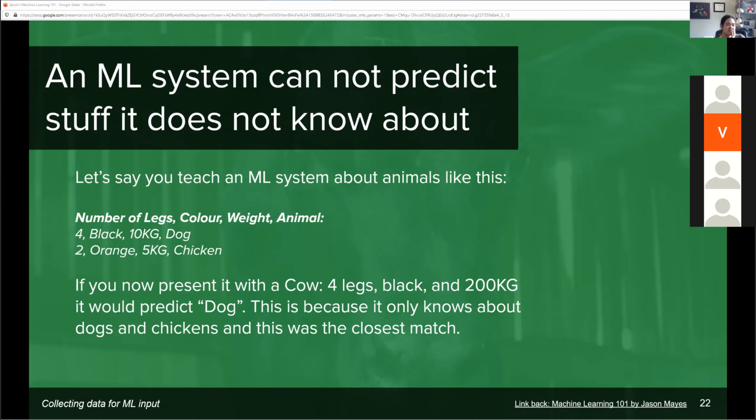You can design a system, you didn't intend for it to discriminate against someone, but you might end up designing an algorithm that discriminates against someone just because your data is maybe biased in some way. Okay, so here, 4 legs, black, 10 kilogram dog, 2 legs, orange, 5 kilogram chicken. If you present it with a cow, 4 legs, black, and 200 kilograms, it would predict dog, because it only knows dogs and chickens, and it was the closest match, right?